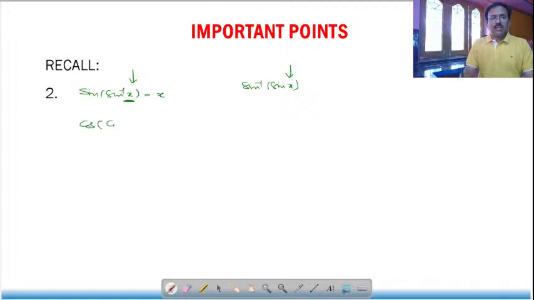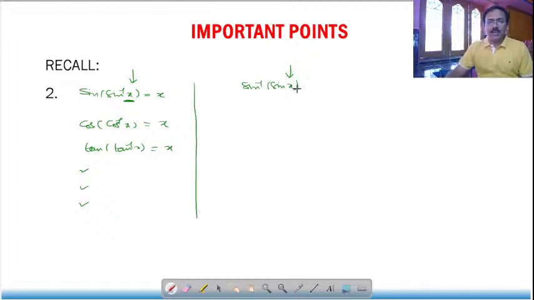In the same way, cos of cos inverse x is always x, and tan of tan inverse x is also x. In the same way, you can write cot, secant, cosecant. There is no problem with sine of sine inverse.